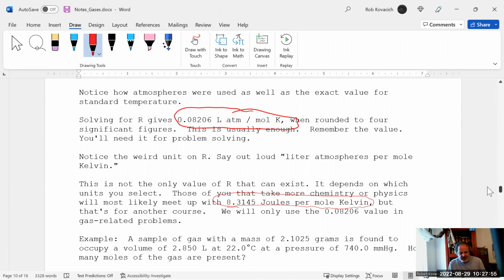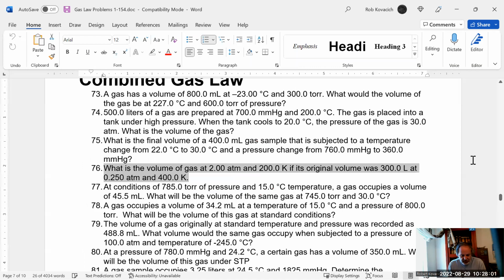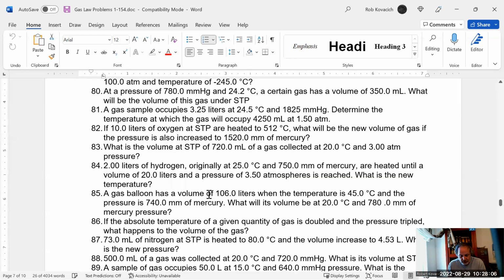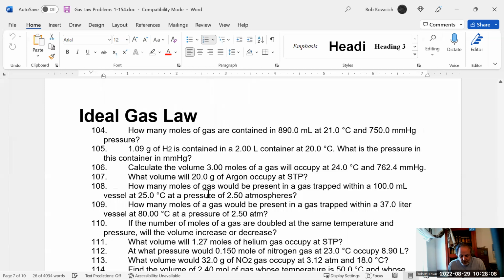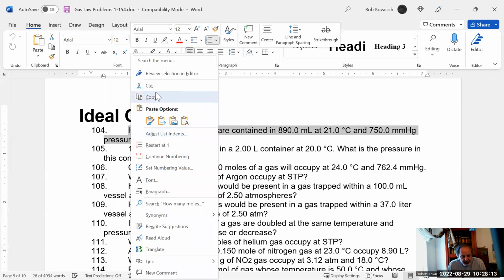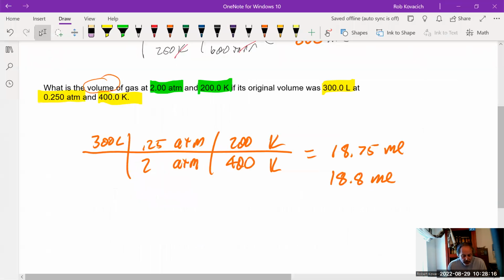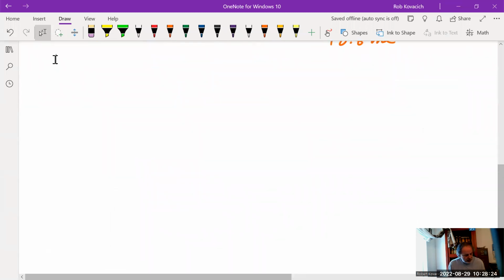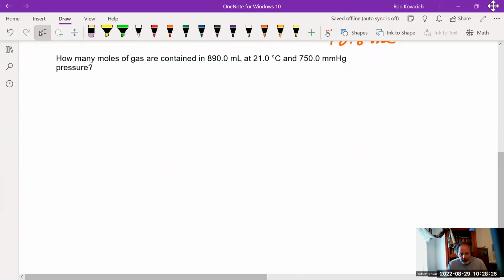Okay, so I'm going to go ahead and go back to that worksheet, and let's find ourselves an ideal gas law problem. Okay. There we go. We'll just grab this first one here. Copy. Go over here. Scroll down. All right. So, how are we going to get an answer with moles in it when there's no moles in the problem?